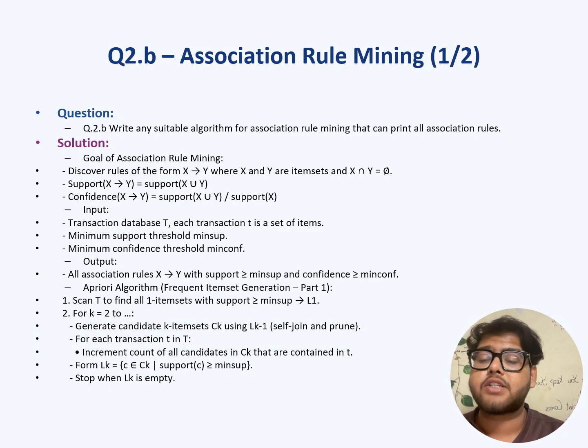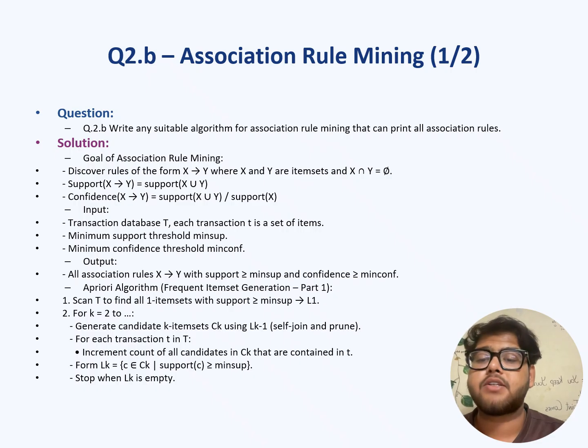Input: transaction database T, where each transaction is a set of items, a minimum support threshold min support, and a minimum confidence threshold min confidence. Output: all association rules X to Y with support greater than minimum support and confidence greater than minimum confidence. Algorithm: Apriori algorithm.